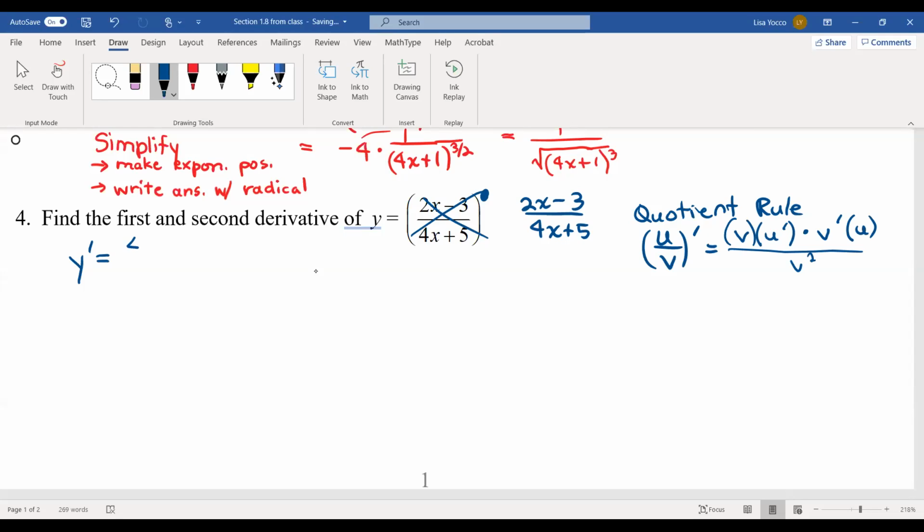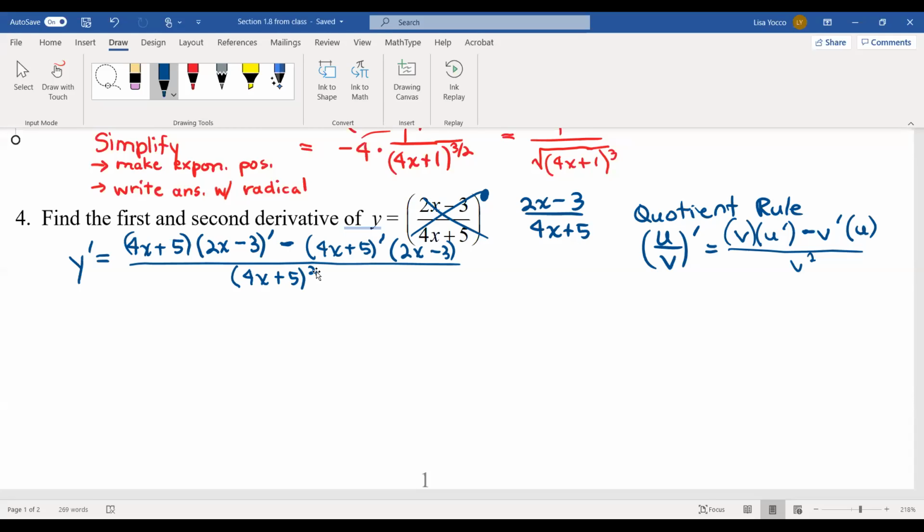Okay, so I'll start with 4x plus 5 times the derivative of 2x minus 3. That's a minus right there. Now we swap them around. The derivative of 4x plus 5 times the numerator 2x minus 3, and that's all over the denominator squared.